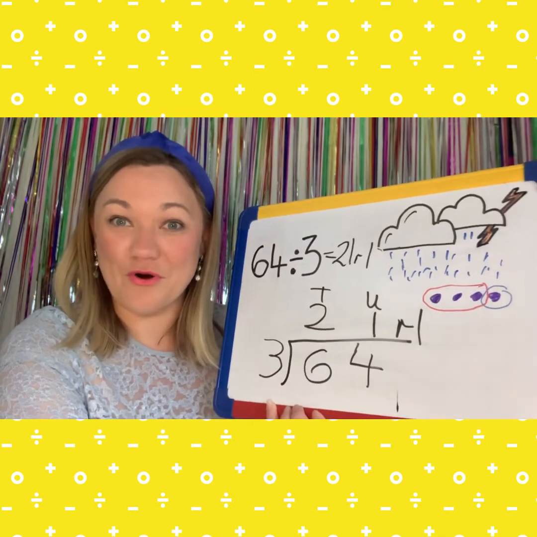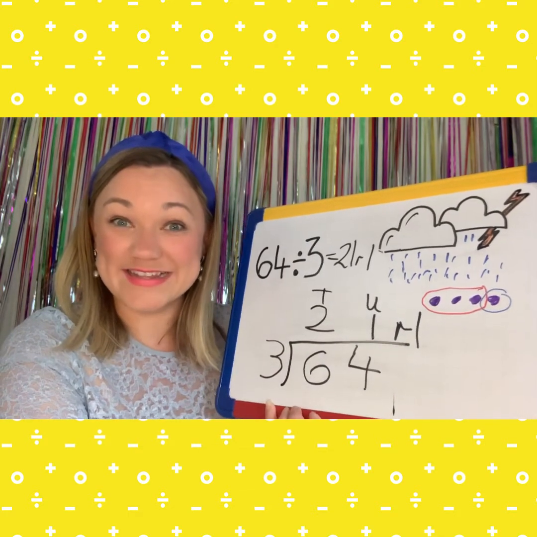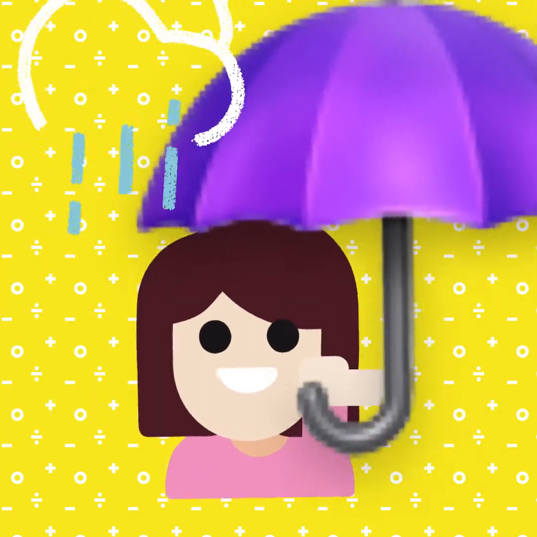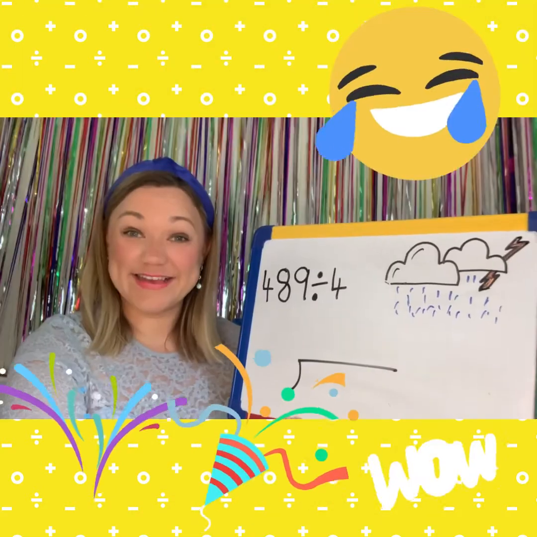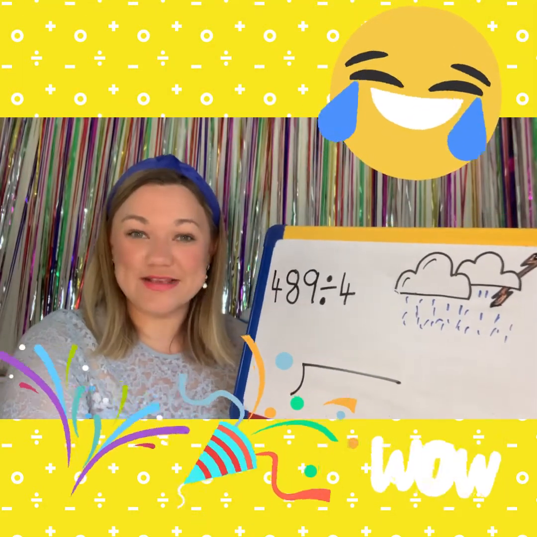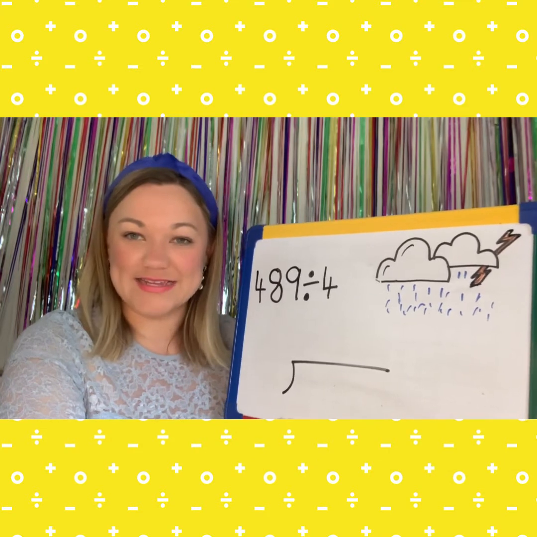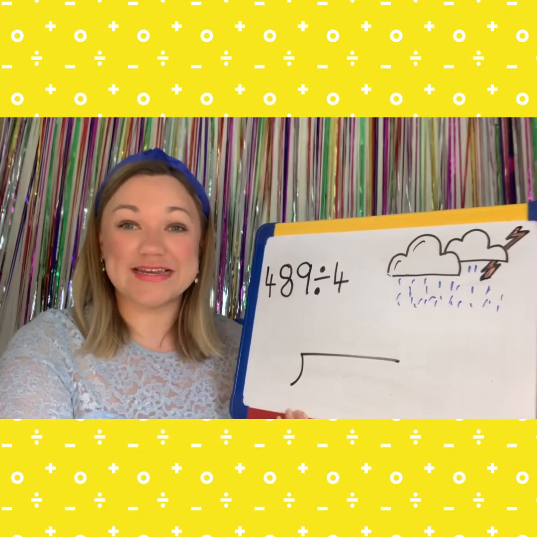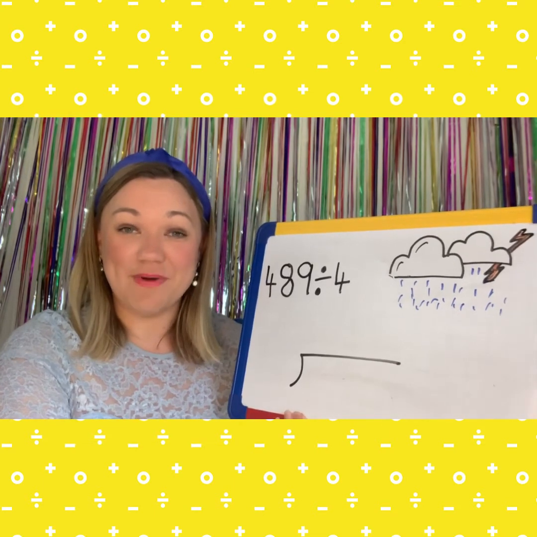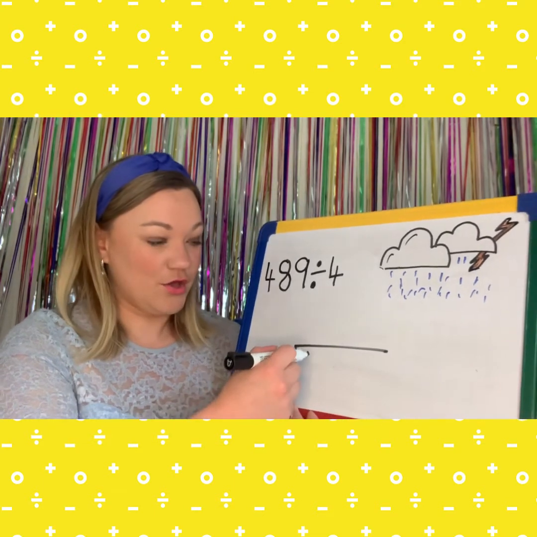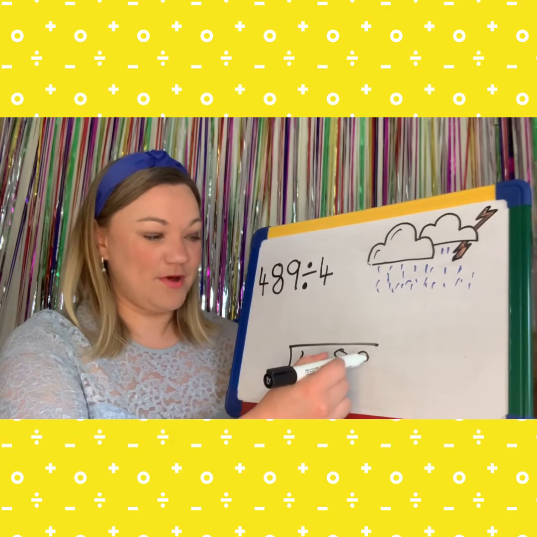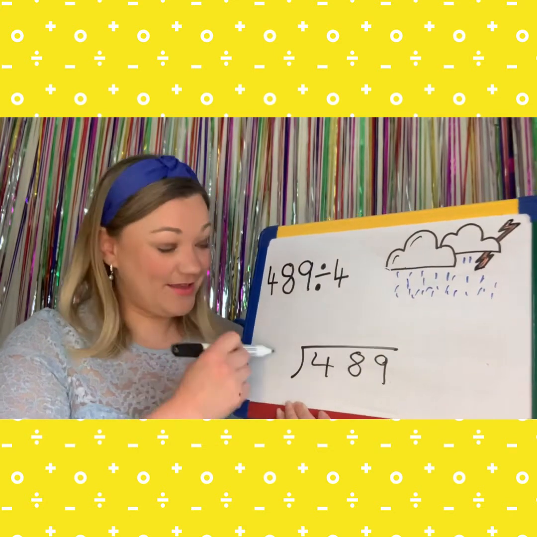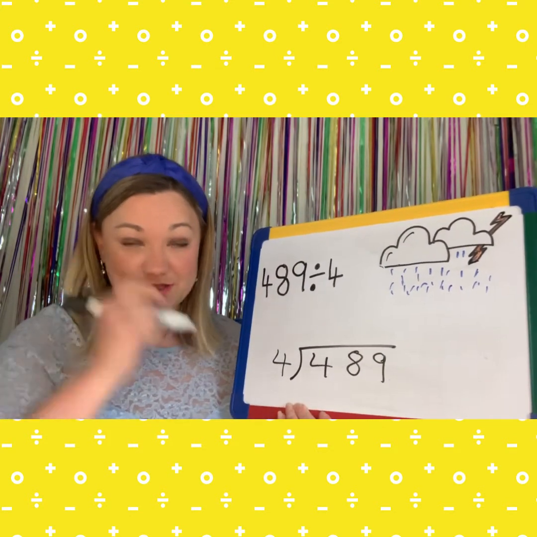Brilliant, let's do one more, and we'll go a bit harder this time. Should we go into the hundreds? Whoopee, we're into the hundreds now. Isn't this great when we can make things more complicated? So I have my little bus shelter drawn here. 489 divided by 4. So the big number goes inside the bus shelter and the smaller number, the 4, just chills out outside the bus shelter.